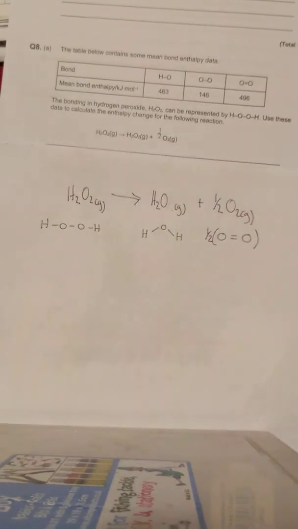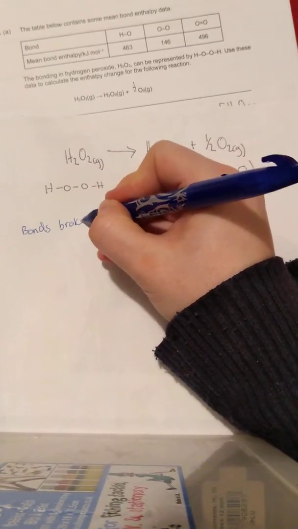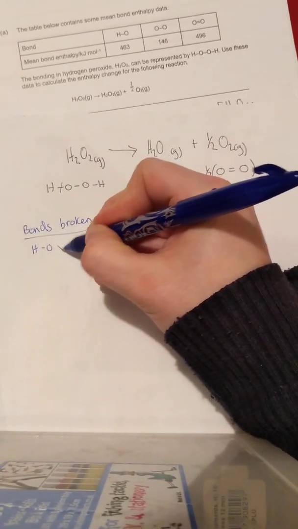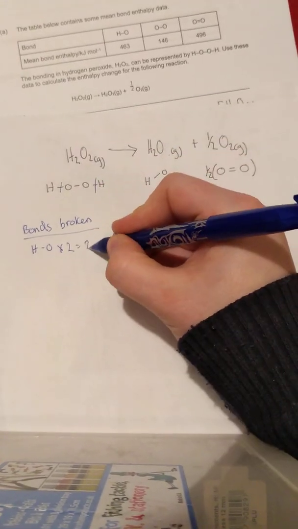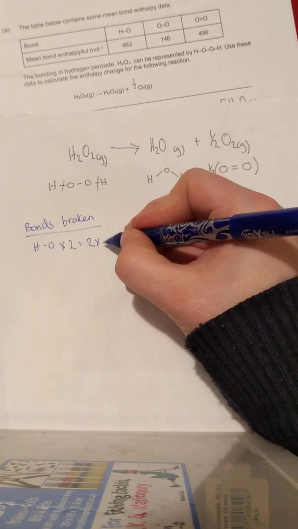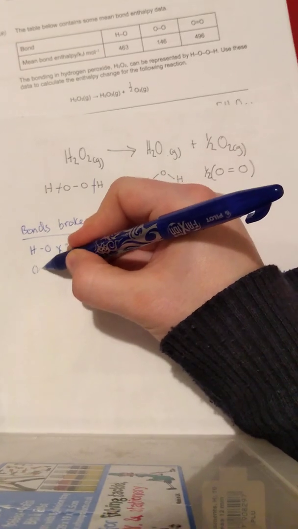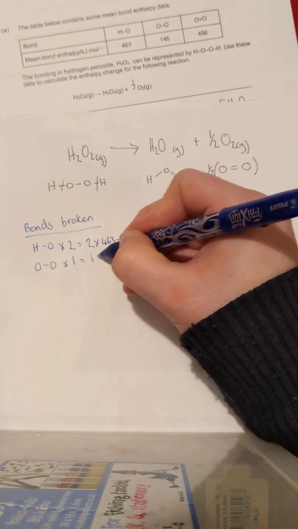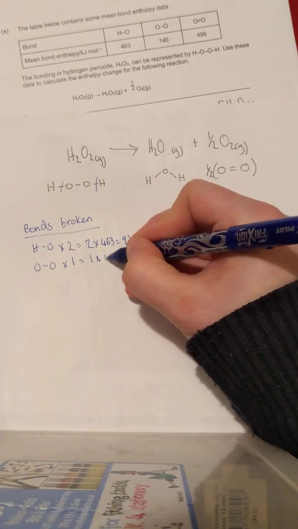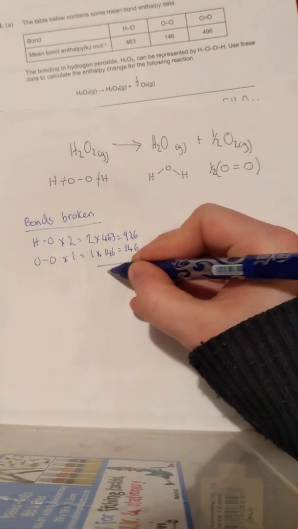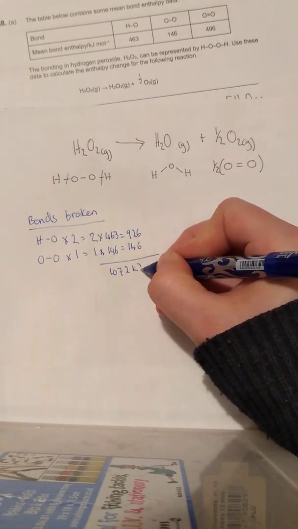So let's look at all the bonds that are being broken. Let's remake that slightly. That's going to be all our reactants being broken here. So I've got a hydrogen-oxygen bond, and I've got two of those. So that's going to be 2 times 463, which equals 926. And I've got left over an oxygen-oxygen bond. I've only got one of those. So 1 times 146 equals 146. Nice and straightforward. And that gives me a total of 1072 kilojoules per mole.